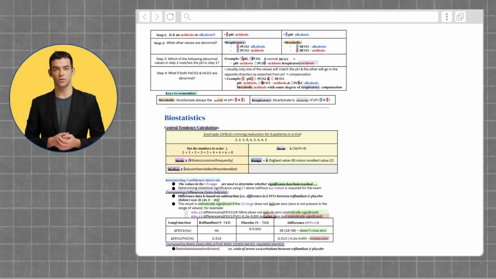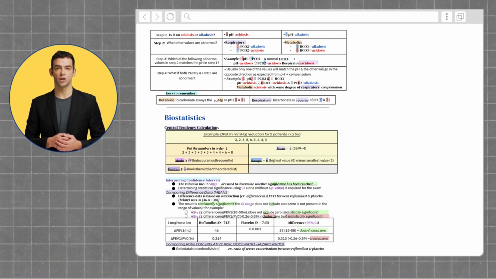Let's break this down into four simple steps to help you figure out ABG problems quickly and easily. Step 1. Is it an acidosis or an alkalosis? Start by looking at the pH. If the pH is less than 7.35, it's acidosis. Too much acid or not enough base. If the pH is greater than 7.45, it's alkalosis. Too much base or not enough acid. So first, decide if the blood is too acidic or too basic.